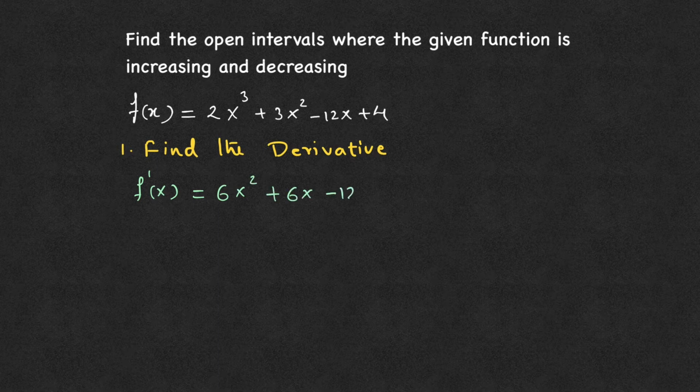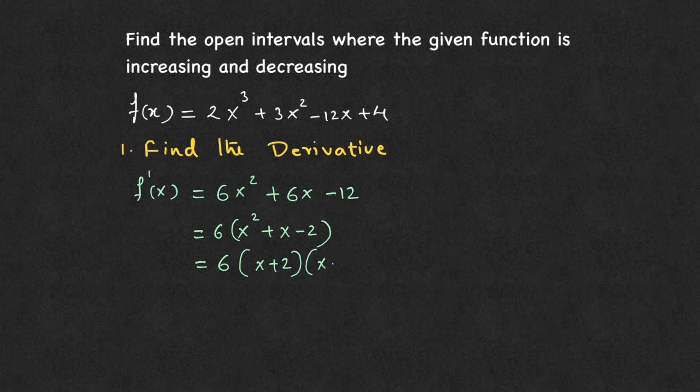minus 12. Taking 6 as a common factor, we can write f prime of x equals 6 times x squared plus x minus 2, which equals 6 times x plus 2 times x minus 1.